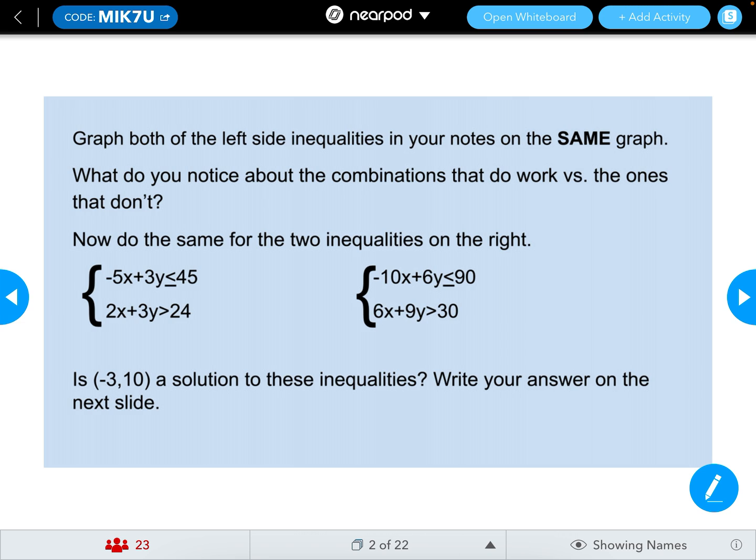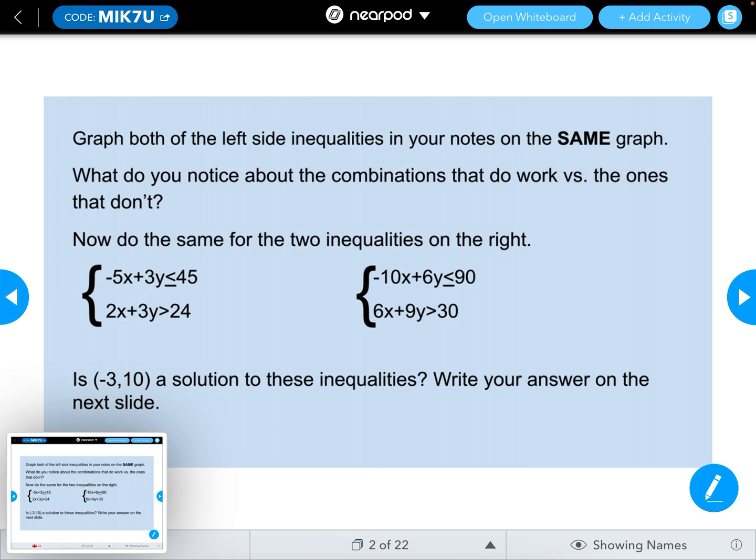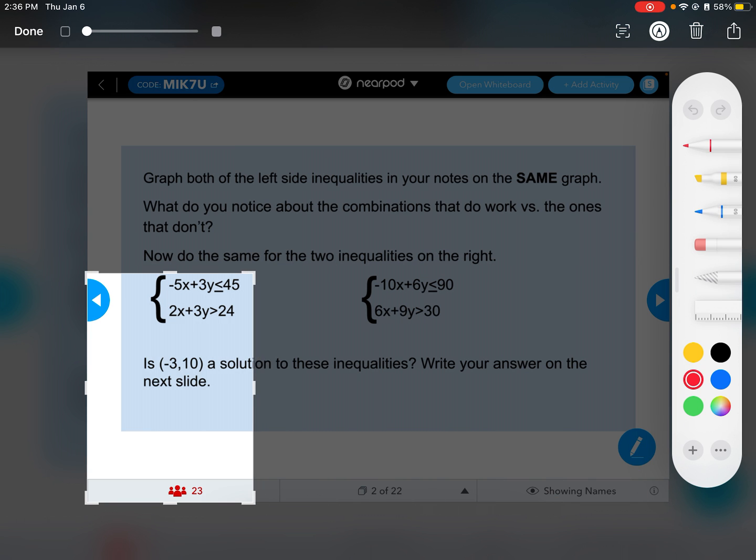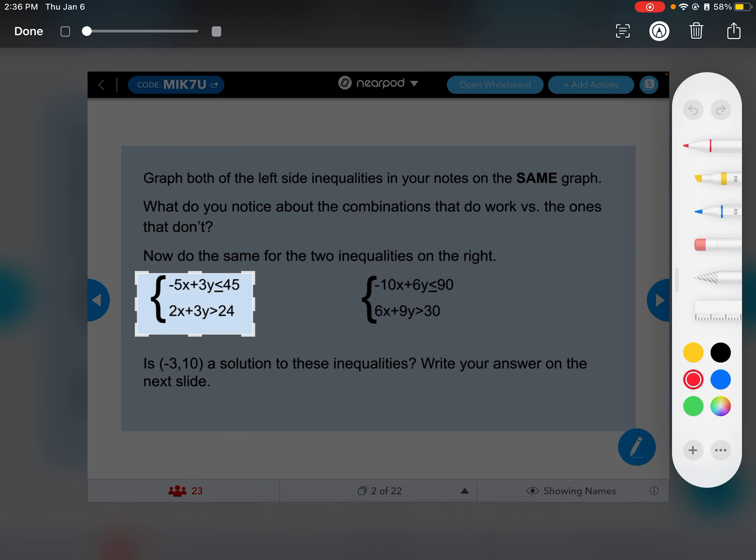So the first thing it wants us to do is graph negative 5x plus 3y is less than or equal to 45 and 2x plus 3y is greater than 24. And remember, when we do systems of inequalities, we graph them on the same graph. So here's what we're going to do. I'm going to grab this and take the screenshot over to a place I can actually write on it.